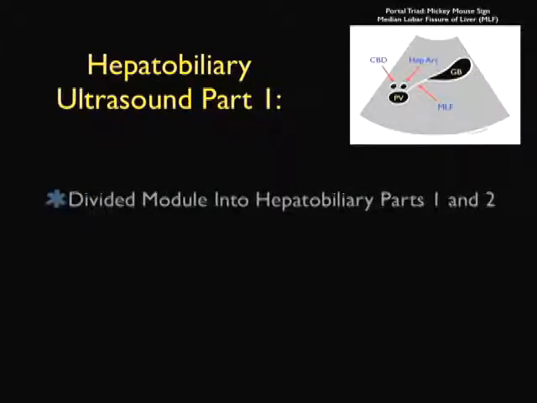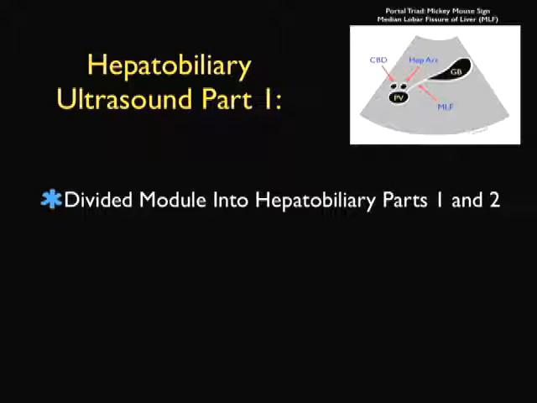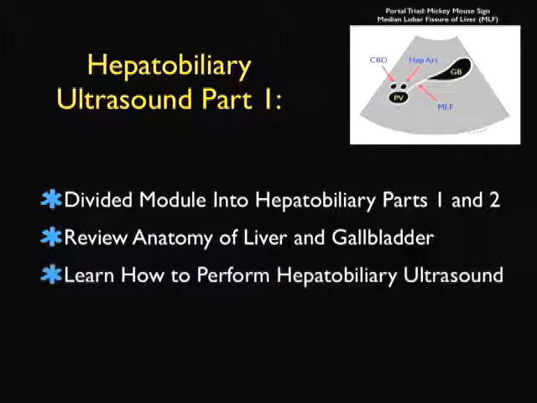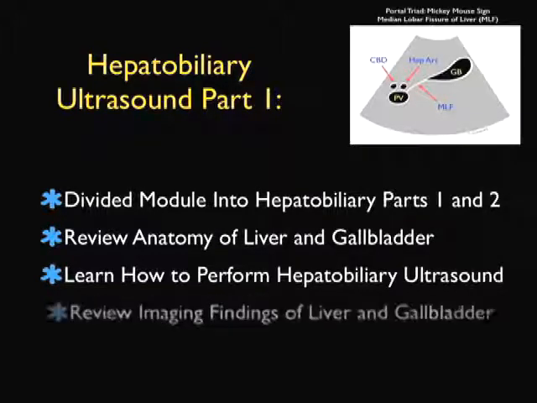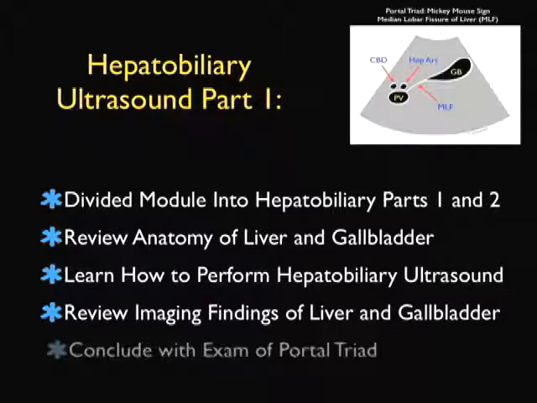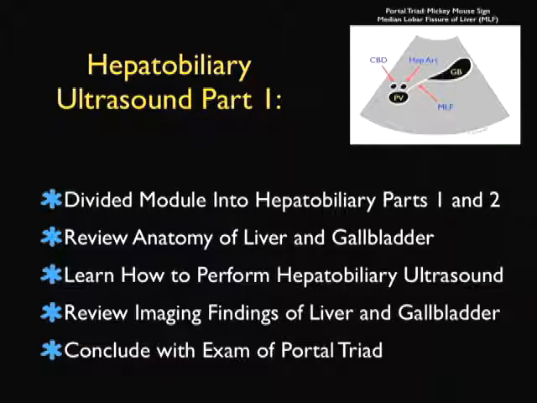As there's a lot of information to cover with regard to the hepatobiliary tract, I've divided this module into hepatobiliary parts 1 and 2. In this module, entitled Hepatobiliary Ultrasound Part 1, we'll begin by reviewing the anatomy of the liver and also of the gallbladder. We'll then move to learn how to perform the hepatobiliary ultrasound examination, looking at both the liver and also the gallbladder. We'll learn how to review the imaging findings of the liver and the gallbladder essential to bedside ultrasound, and then we'll conclude this module with a discussion of the examination of the portal triad.